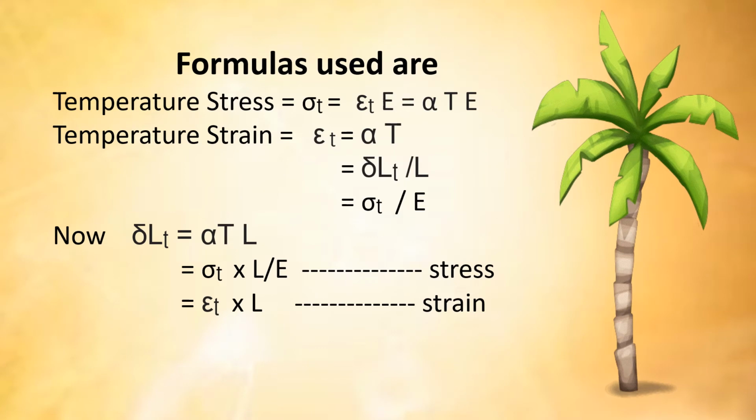The formulas used are: temperature stress sigma T is equal to epsilon T into E, which is equal to alpha T E. Temperature strain epsilon T is equal to alpha T, or it is equal to delta L T divided by L, or it is equal to sigma T divided by E. Now the increase in length due to change in temperature, delta L T, is equal to alpha T into L, or sigma T into L divided by E, or epsilon T into L. Sigma T and epsilon T are temperature stress and strain.